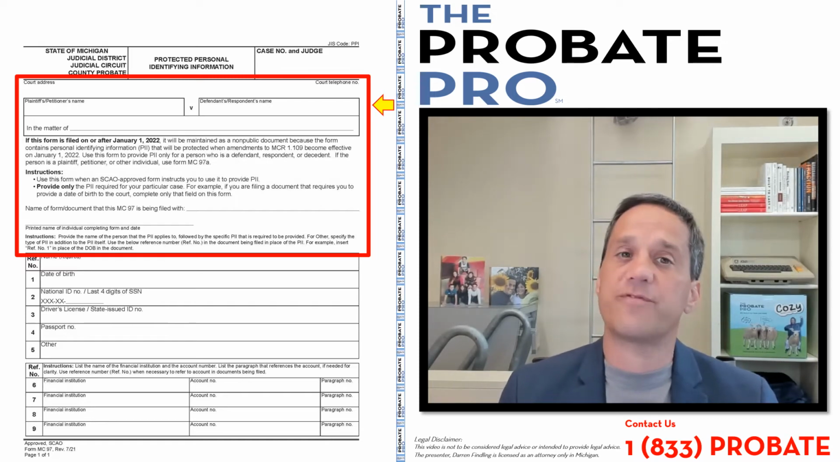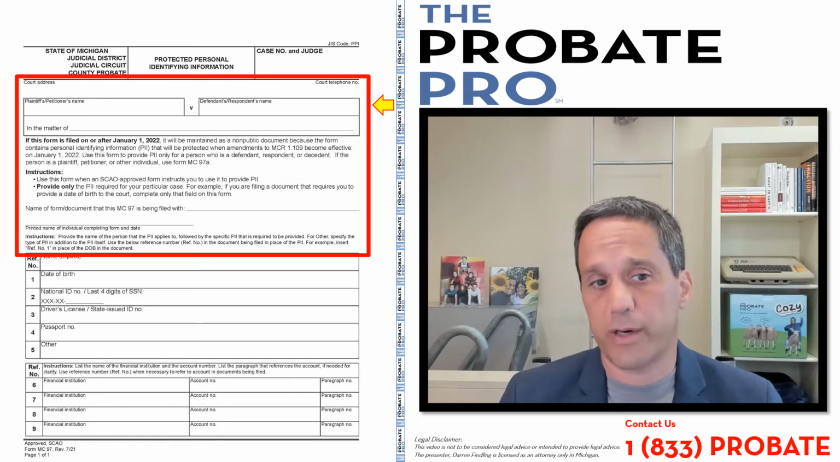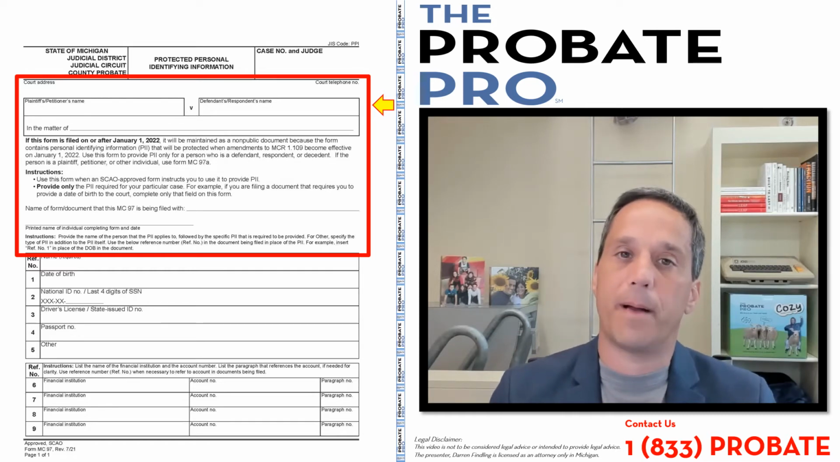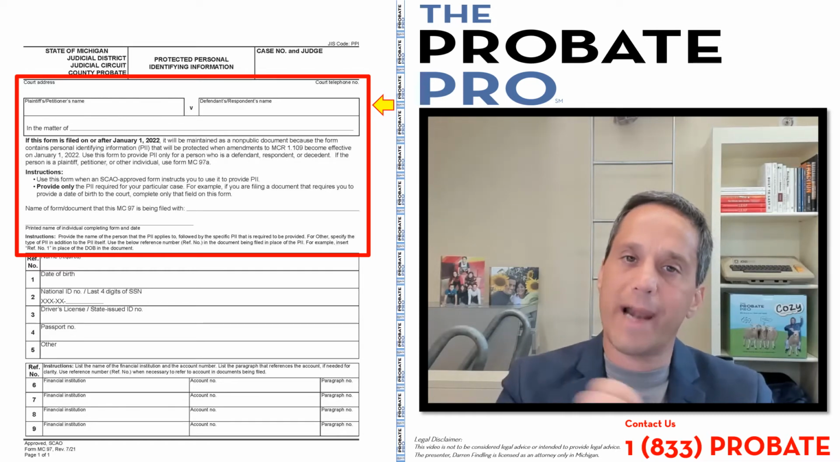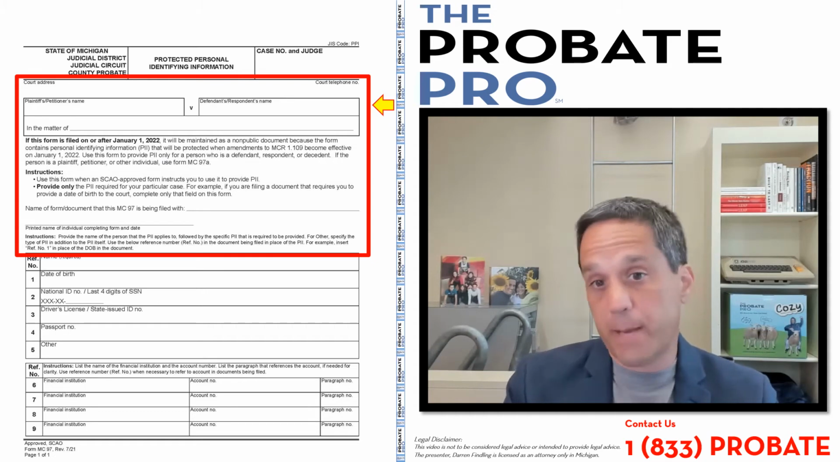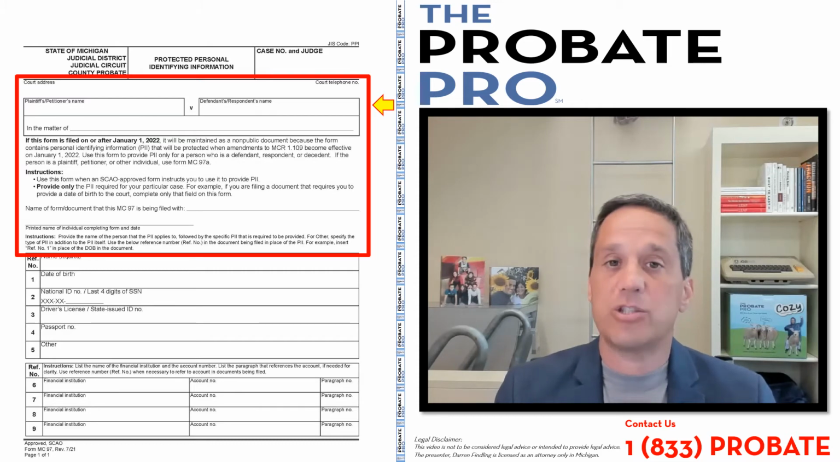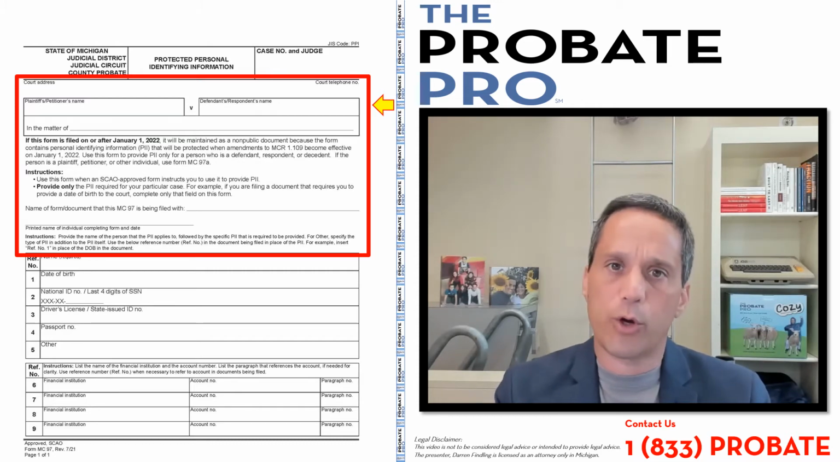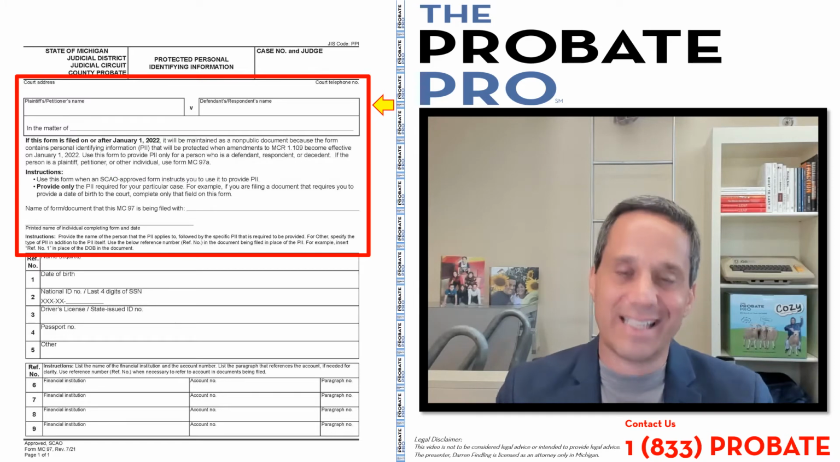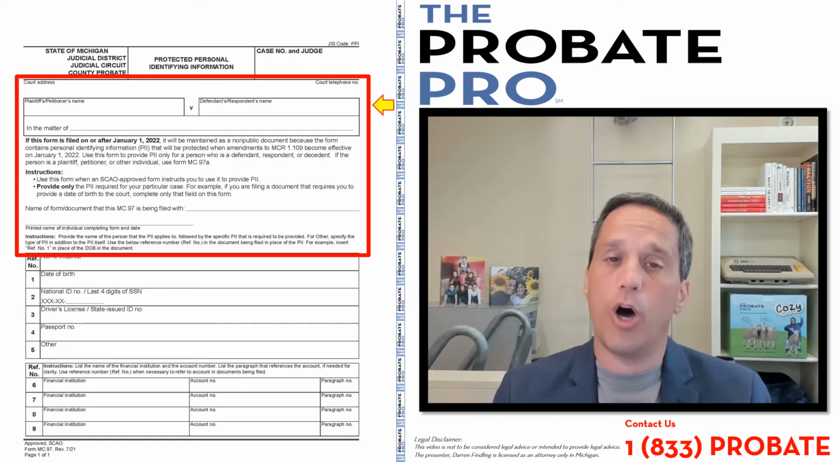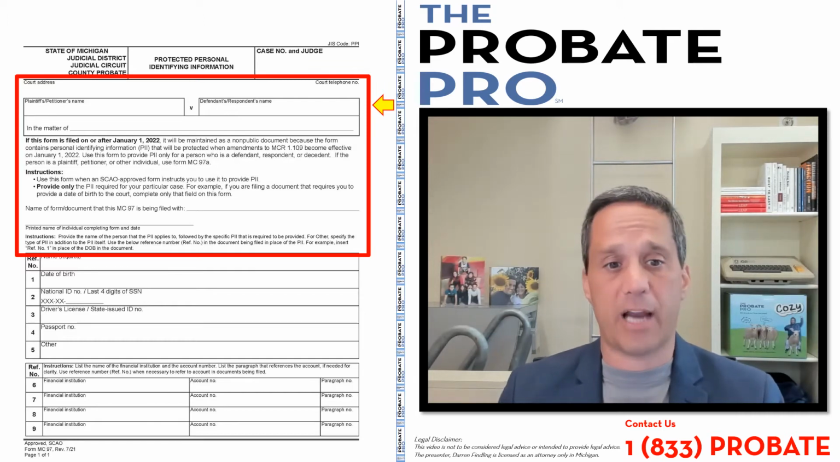If this form is filed on or after January 1 of 2022, it will be maintained in a non-public document. The reason they use this language about it being a non-public document is that it is being stored at the court, which is a public forum, but it's going to be stored as a non-public document. So what that means is that if you were to subpoena the court forms or access it by public access, this form would not be available to be viewed. Under the court rule, it is a non-public document compared to a public document.